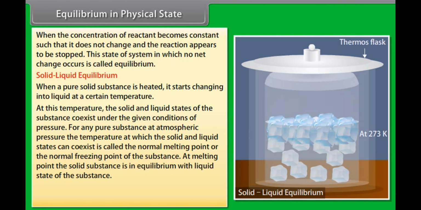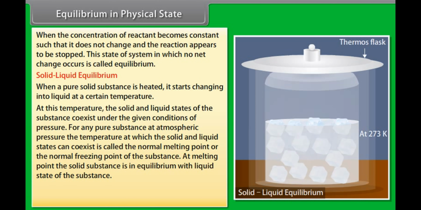For any pure substance, at atmospheric pressure, the temperature at which the solid and liquid states can coexist is called the normal melting point or the normal freezing point of the substance. At melting point, the solid substance is in equilibrium with liquid state of the substance. Let us consider ice and water at 273 Kelvin, melting point of ice, taken in a perfectly insulated thermos flask.